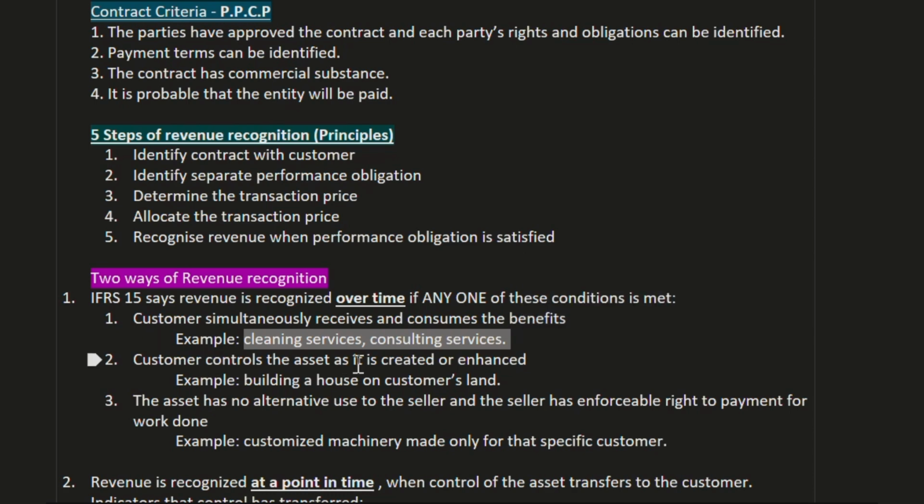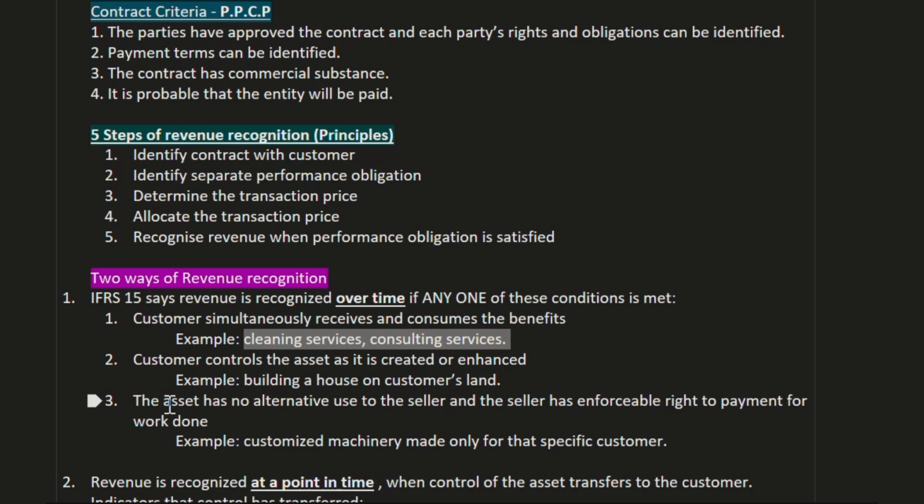Second, the customer controls the asset as it is created or enhanced. Example: building a house on the customer's land. For example, we are a construction company and we got a contract to construct a 5-floor building, and we have completed 1 floor. In this case, we can recognize revenue for 1 floor because we have completed 1 floor and we have transferred the possession of that floor to the customer. So under this scenario, we can recognize the revenue.